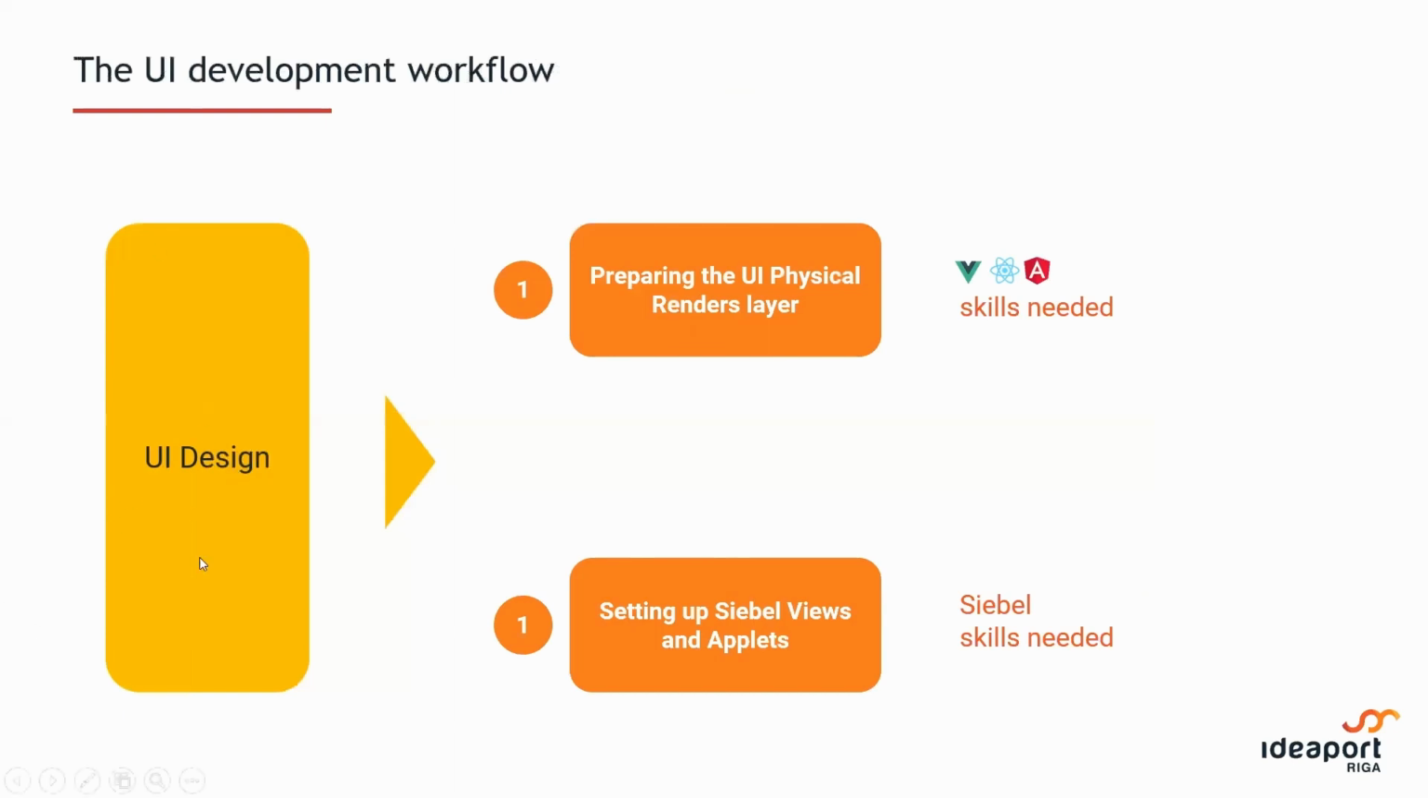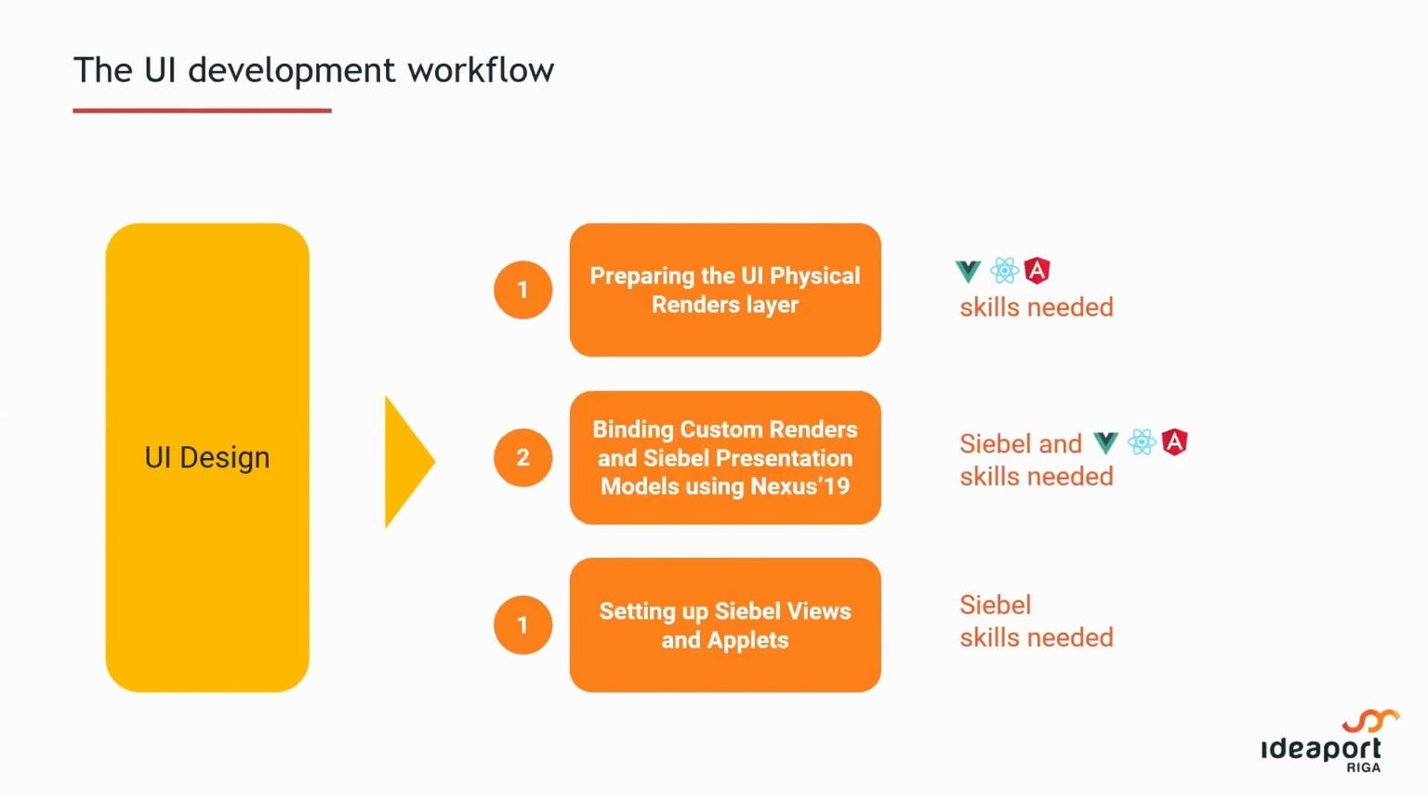So first, once we get UI design from the business analyst or from the UX people, we can start working on two parallel tasks. So one task is definitely to set up all Siebel views and applets so that we have our presentation model ready. And for that, obviously, you need Siebel skills. And then, based on the design, based on the UI component library you're using, you start preparing this UI physical renderer as well. And then, as a next step, with the Nexus'19, you kind of bind together this custom UI renderer and Siebel presentation model using Nexus'19.